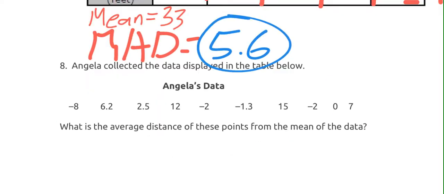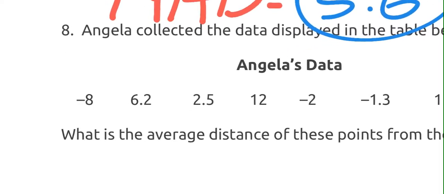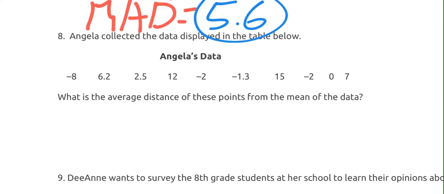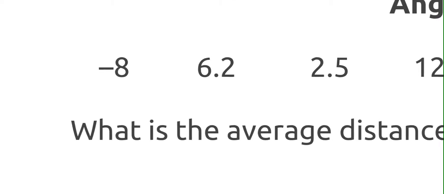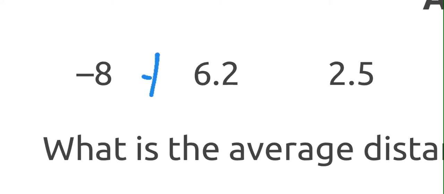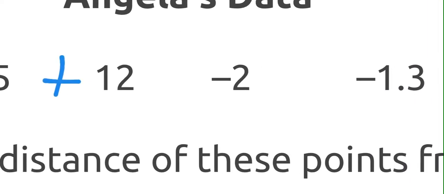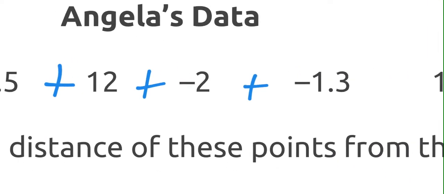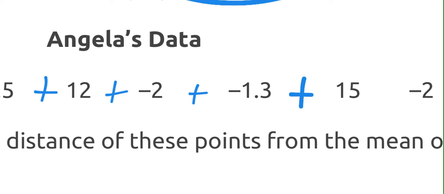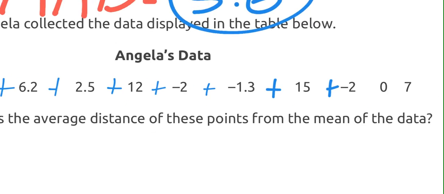Okay, number 8, because I screwed this one up too. On this one, we're finding the mean absolute deviation again. I know it says average distance from the mean, but it's the same thing. First, we're going to add all these up, and we are going to divide by how many there are because we want the average. And I know there are negatives on there. We are going to keep those negatives when we're adding.